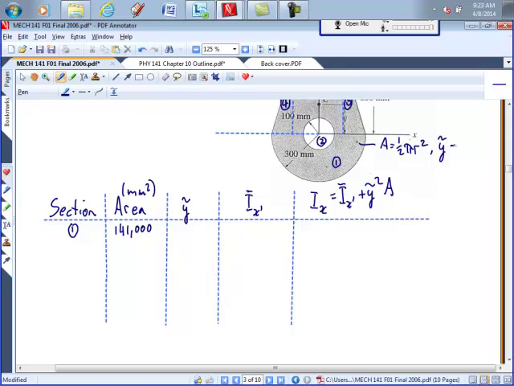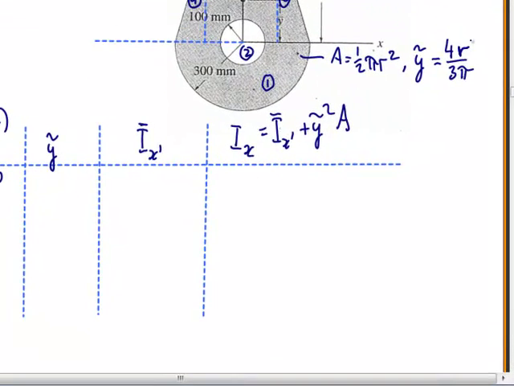Will you use the 300 radius, or will you use the radius 300 minus 3? No, we're ignoring the circle because we're going to do the circle separately as a cutout. So the radius is the full 300 millimeters. We're ignoring the fact that there's a hole in the middle of it, because the hole in the middle is area 2, or section 2. Oh, 4r over 3 pi. That's about 127 millimeters. And that's actually going to be negative, but it's not going to matter because we square it. It's below the x-axis.